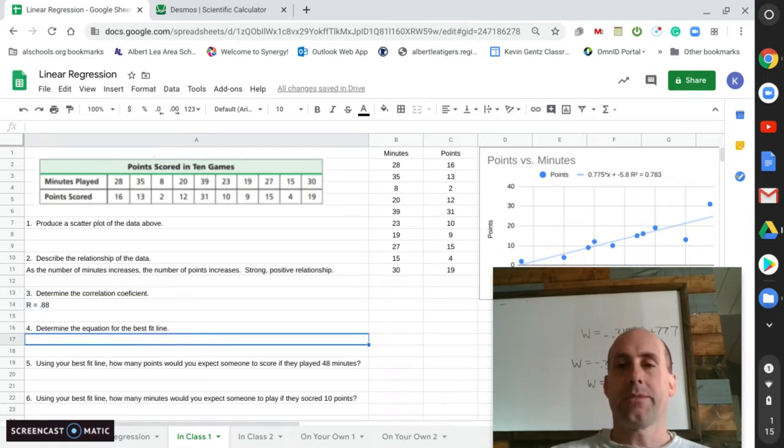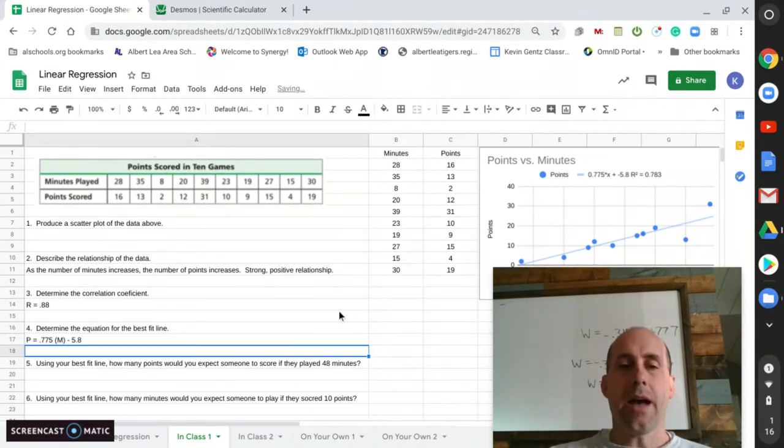Determine the equation for the best fit line. Look at this line produced right here. It says points equals 0.775 times x plus negative 0.58. Here's how I'm going to write that. P for points is equal to 0.775 times, I'll use parentheses. And what is x? X in this situation is our minutes. So I use M for minutes. And then plus negative 0.58, I'll write minus 5.8. Sorry if I said 0.58 there.